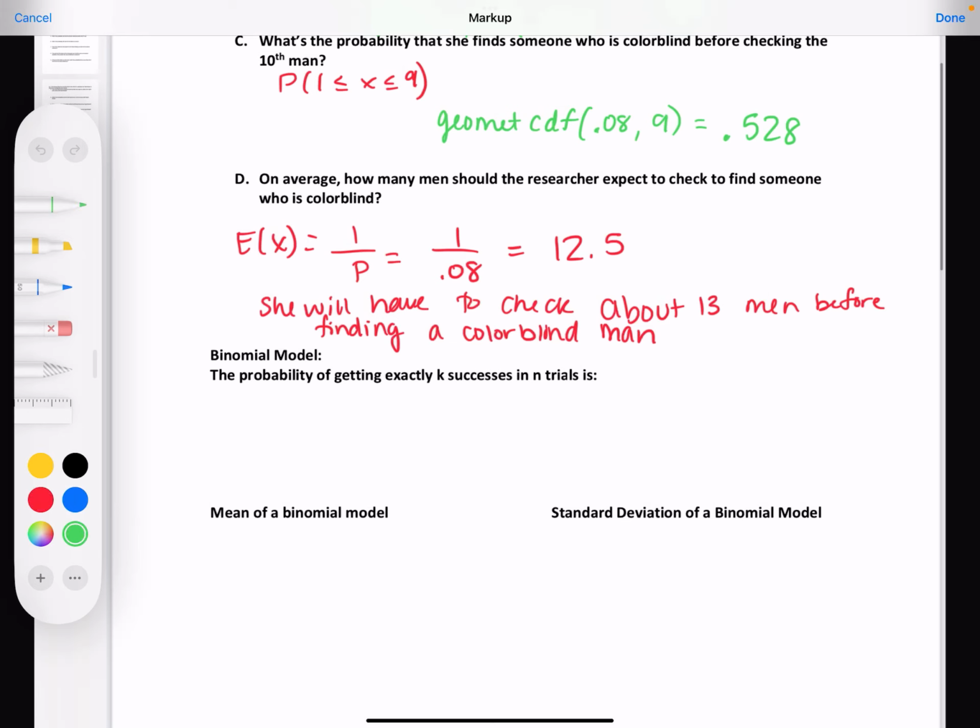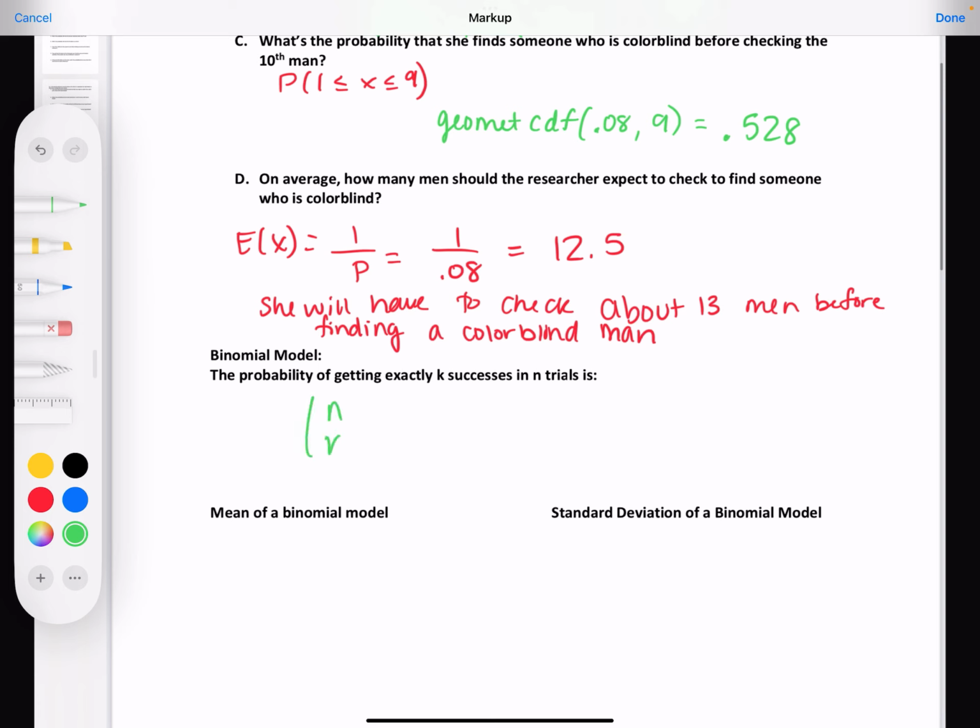Alright, so the probability of getting exactly K successes in N trials, these are just formulas which you will need to know. If you want to highlight them or mark that you're going to have to know them for the test, you can do that.